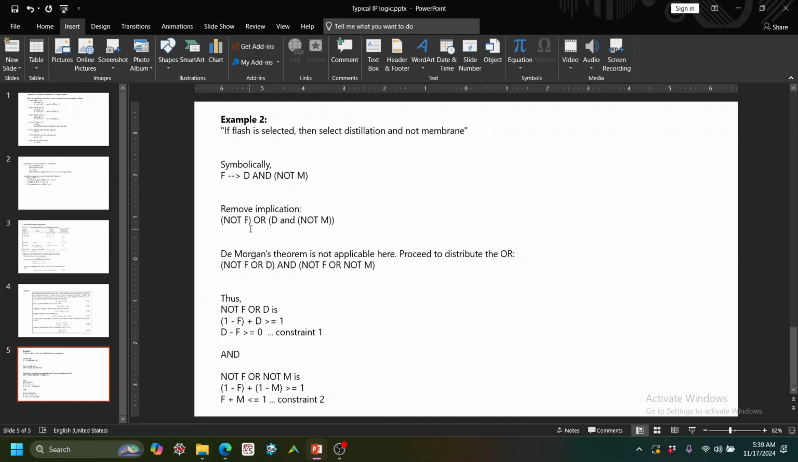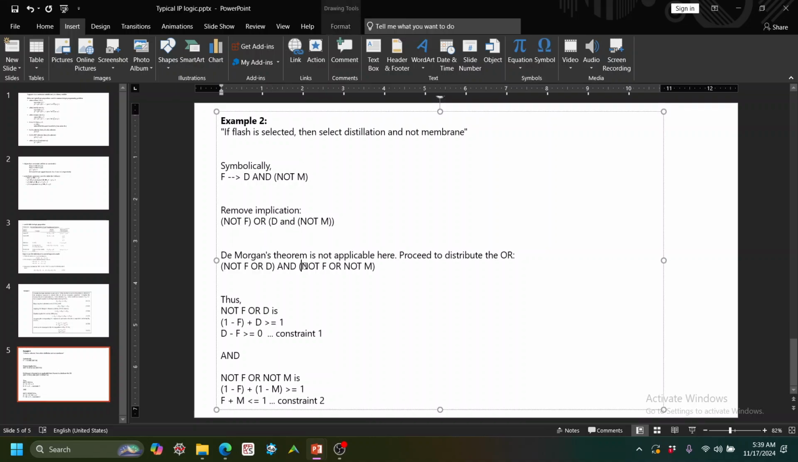So we can just simply make sure that this guy, not F, is put into this bracket, and then this one as well. So not F or D, and we can change it to AND, right? Because we put here in the bracket, and not F or not M, right? So then we distribute the OR already, and then we have AND. So it means we have this one constraint. This is then the other constraint.